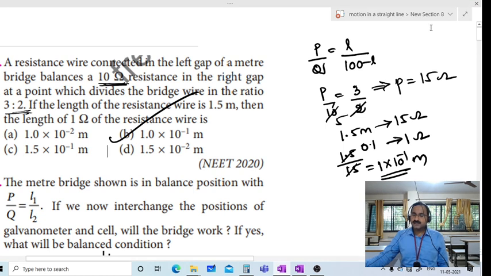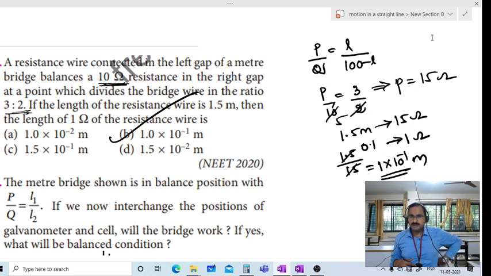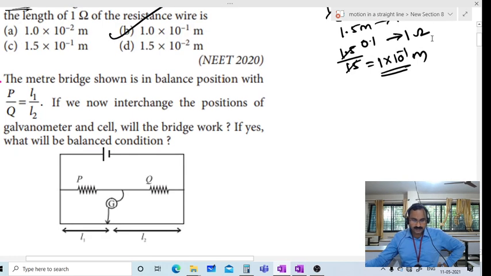Same model they given there, P by Q equal to L by 100 minus L. Q value is 10 ohm, P by 10 is equal to 3 by 2. By solving that, we got the answer 15 ohm. So for 15 ohm, 1.5 meter wire is there. So if it is 1 ohm, how much wire is there? That is 0.1 meter. That is 1 into 10 power minus 1. Second option will be correct.